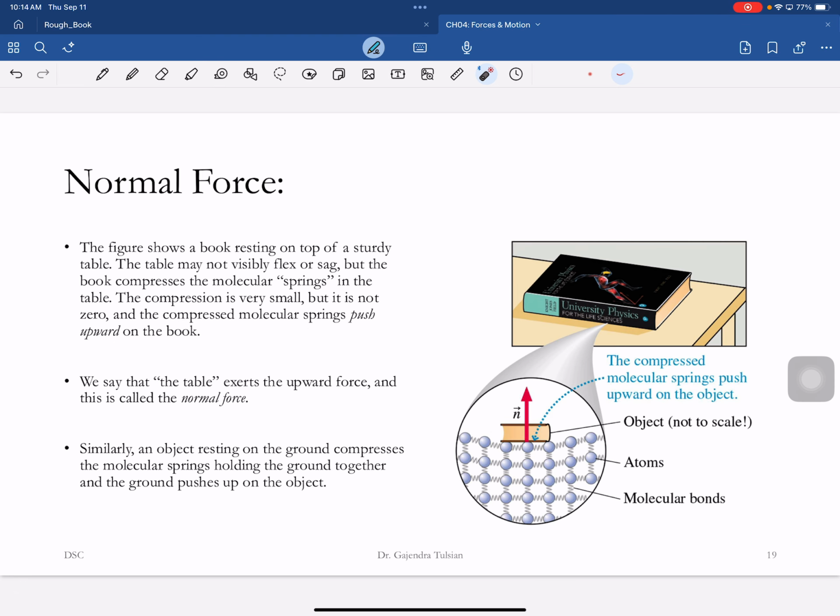So the figure shows a book resting on the top of a table. The table may not visibly flex or sag, but the book compresses the molecular springs. So it does compress the molecular springs in the table. The compression is very small. Right now the molecules in the table are compressed. What happened to that compression? It's stronger. Yeah, it increases.